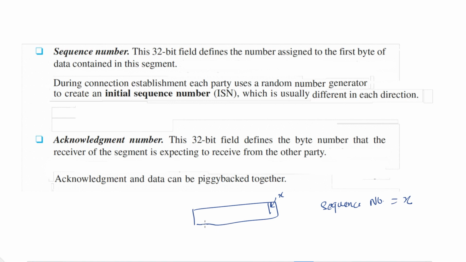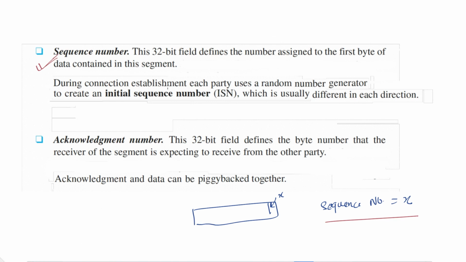It does not depend on the last byte number or the size of this segment. It just says, what is the first byte number that is equal to the sequence number. So it is a 32-bit field that defines the number assigned to the first byte of the data contained in the segment, right? During the connection establishment phase, which we will talk about a little later, each party uses a random number generator that creates this initial sequence number, which means for the first segment only.